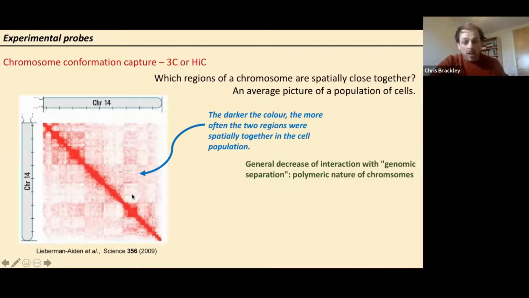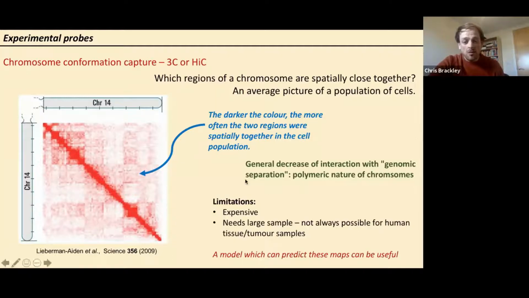These are quite complicated experiments, and so there are a number of limitations and drawbacks. Just to point out two of them, one is that they're very expensive. This involves lots of DNA sequencing, and that costs a lot of money. Another limitation is that you need a large sample. As I said, typically we're looking at a population of millions of cells. And so if you're thinking about human tissues and in particular tumor samples, it's not always possible to get enough cells to do these kinds of experiments. So one of the aims of our modeling work was to say, well, can we use other data to try and predict these maps so that we can do fewer of these experiments.